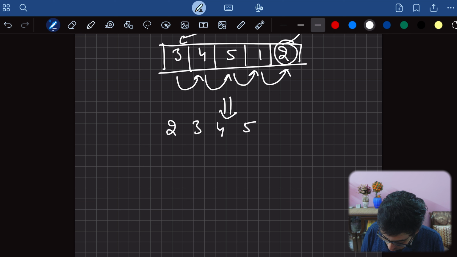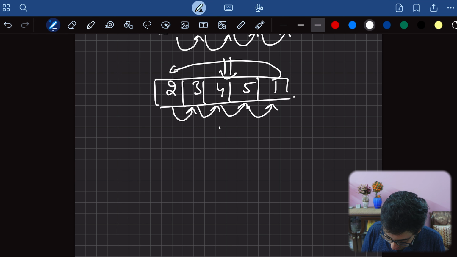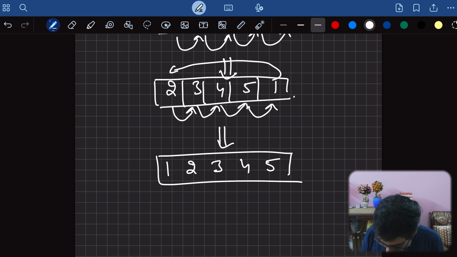And 1 is going to shift to 2. So this is how it's going to look in one iteration. Similarly, in the next iteration, 2 is going to go to 3, 3 is going to go to 4, 4 is going to go to 5, 5 is going to go to 1, and 1 all the way back. So in the next iteration, it's going to look like 1, 2, 3, 4, and 5.